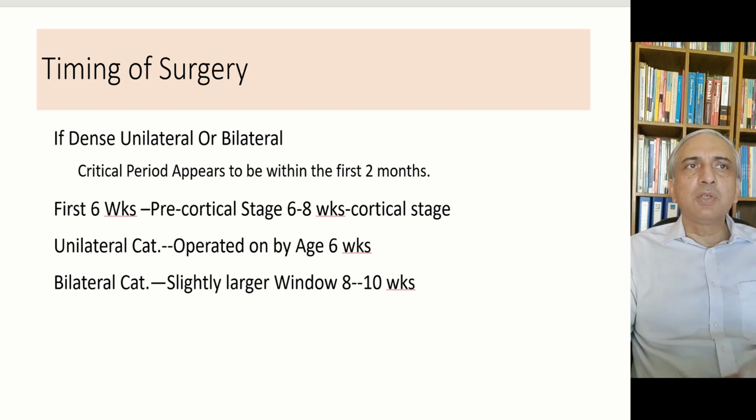Usually, the first 6 weeks is the precortical stage and 6 to 8 weeks is the cortical stage. Precortical meaning that the visual development is complete up to the lateral geniculate body, and the cortical stage comes after that. For unilateral cataract, you should operate by 6 weeks. For bilateral cataract, there is a slightly larger window of about 8 to 10 weeks. So timing is very important, and counseling of the patient at that time is very important.